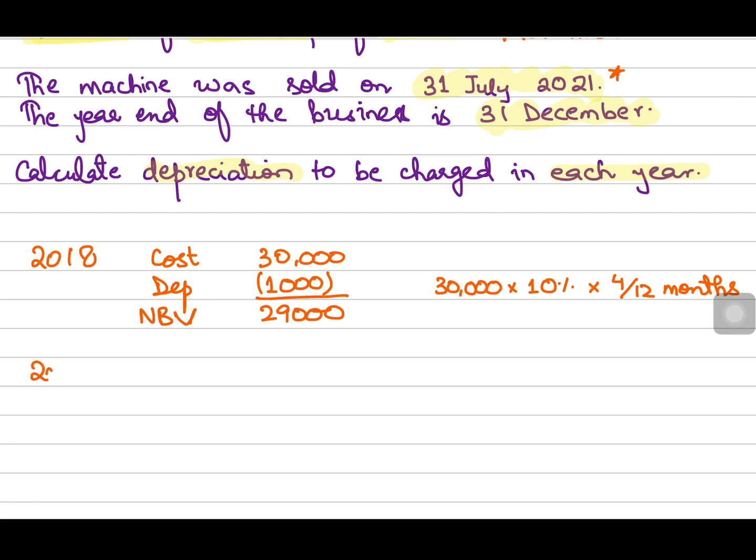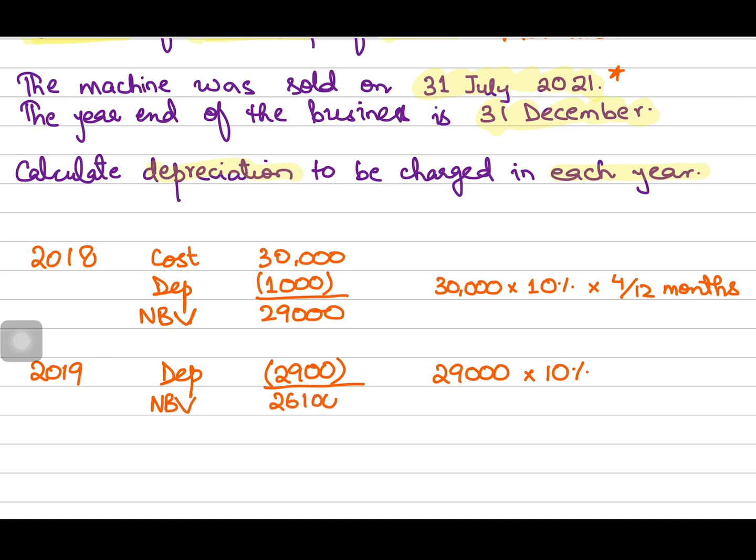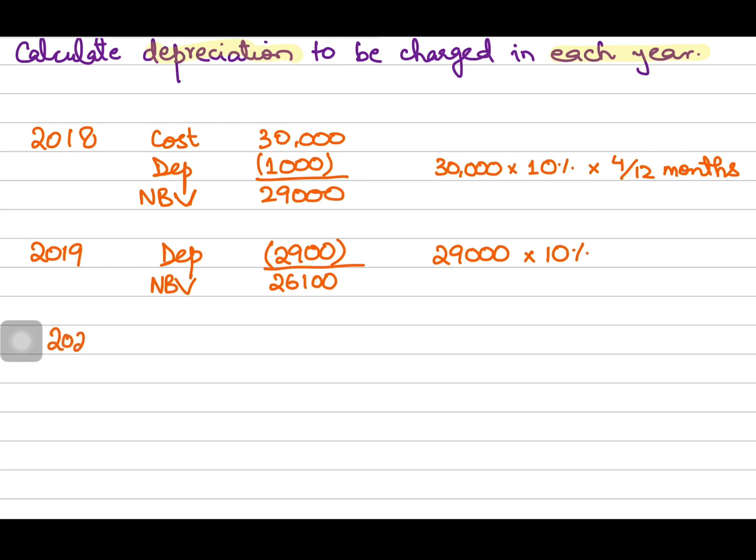Then let's move to the next year, that is 2019. Now my depreciation will be on the net book value again, which is $29,000. So $29,000 multiplied by 10% for the full year, because this remained in the business for the full year. So $29,000 multiplied by 10% would be $2,900 in the next year. This means that my net book value will be $26,100. Let's move to the next year, which is 2020. Again the depreciation will be charged on the net book value, and that is 26,100 multiplied by 10%, which is 2,610, which will give me a net book value of 23,490.